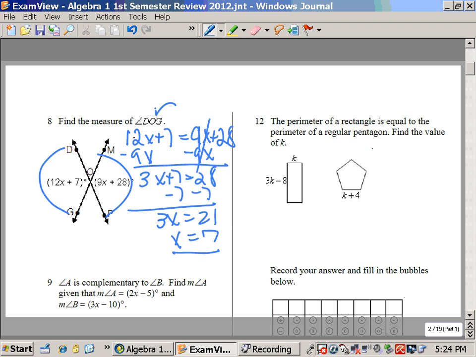But since it said to find the actual measure of DOG, I actually need to plug the 7 back in. So 12 times 7 plus 7, and that answer is going to be 91. So that angle is 91 degrees.